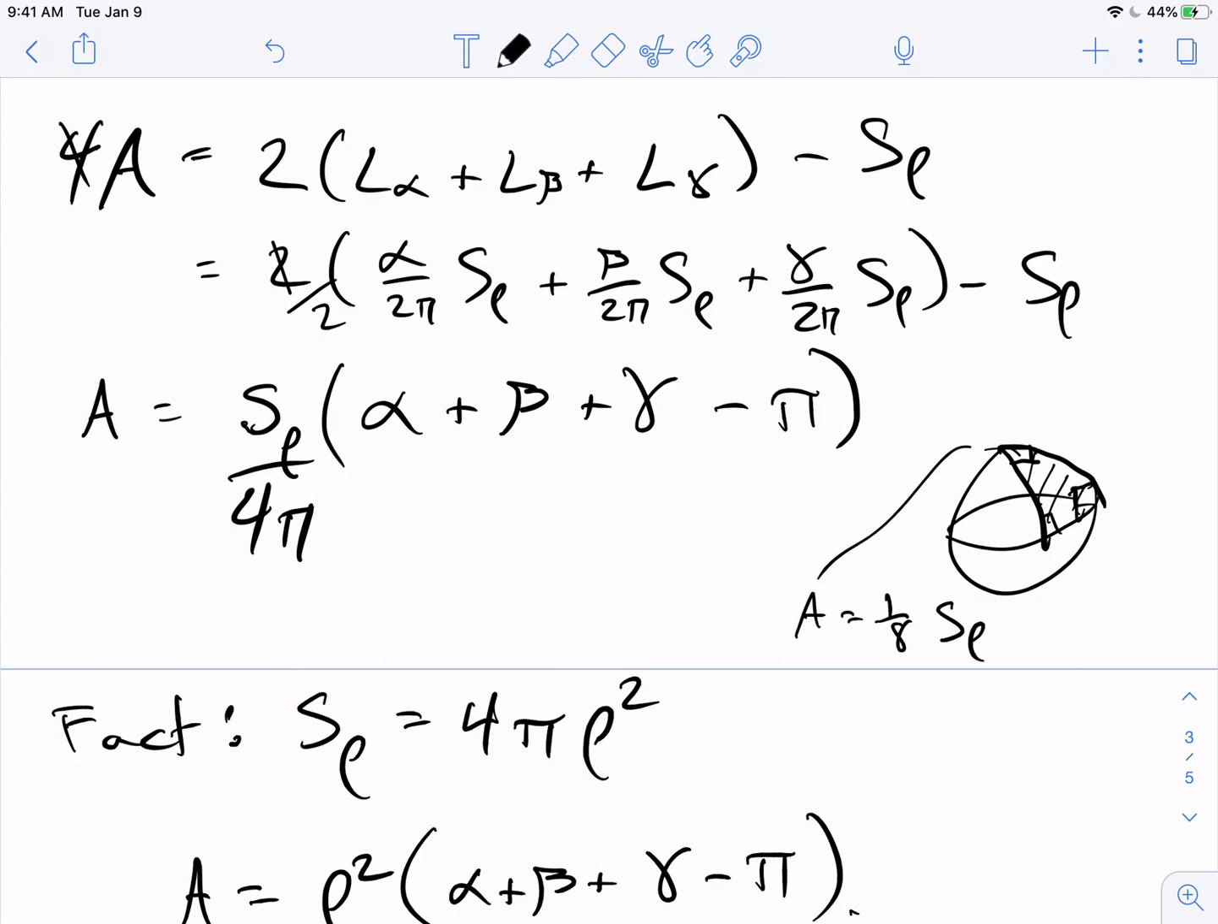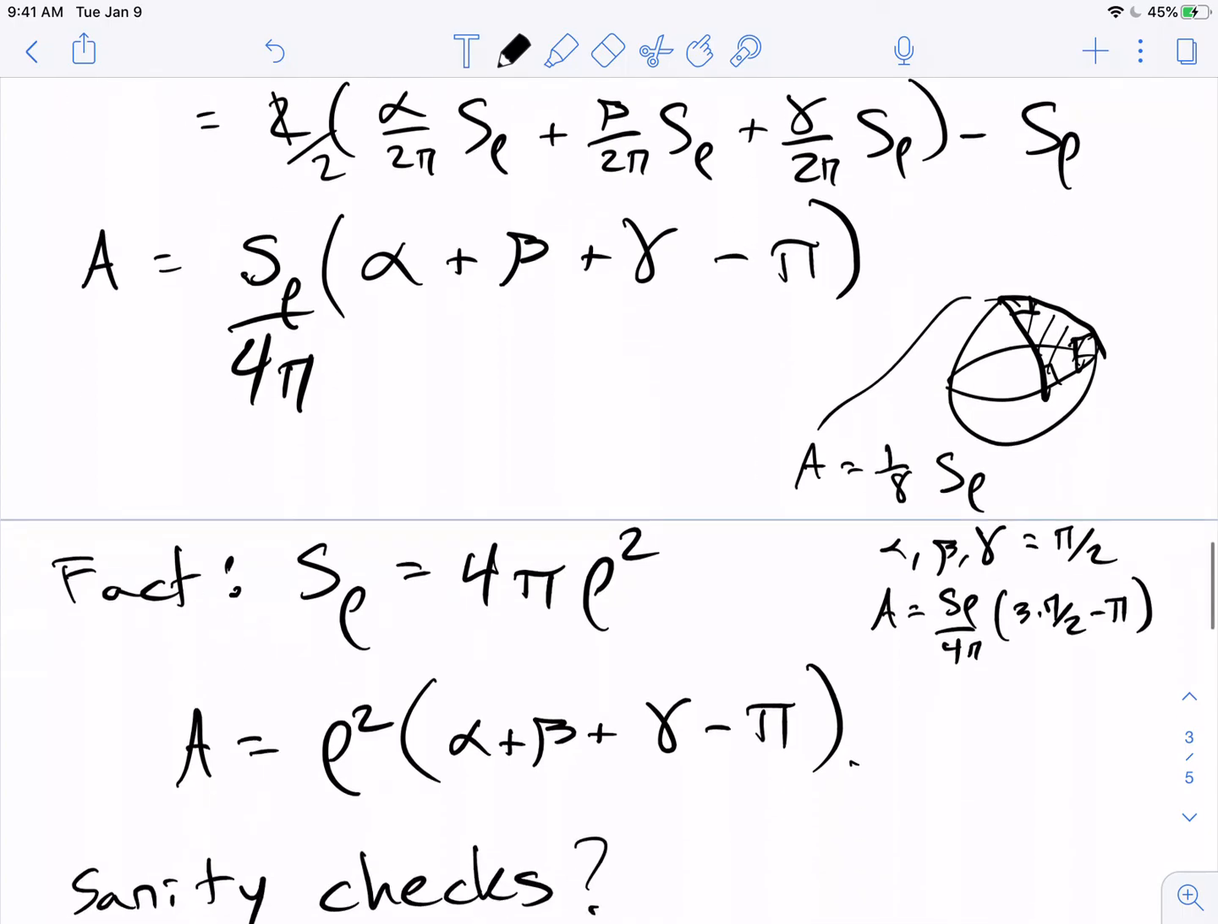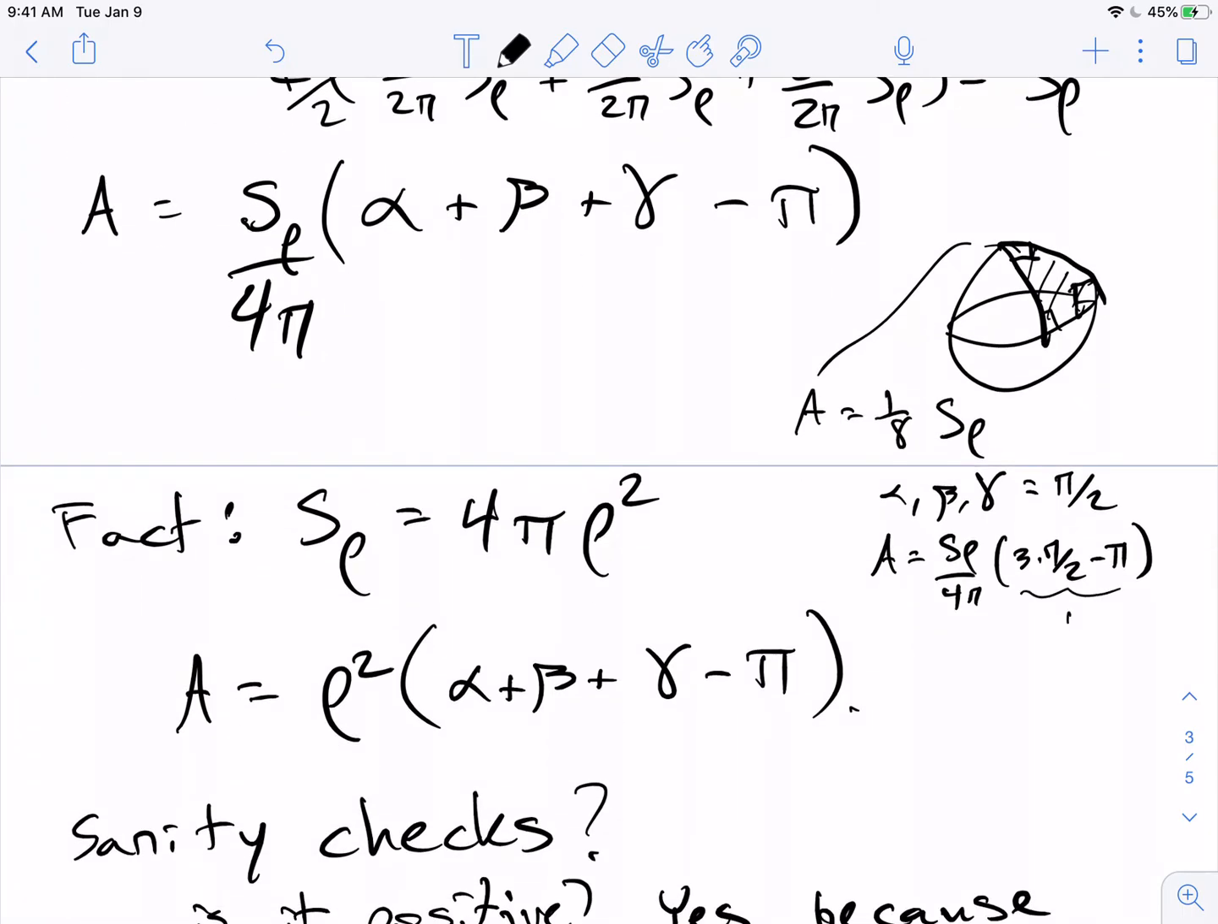So, does it work with our formula? So in this case, alpha, beta, and gamma are all equal to pi over 2. And so our formula says that we should get S rho over 4 pi times 3 times pi over 2 minus pi, which is equal to, this is pi over 2, right? And so what do I get? I get pi over 2 divided by 4 pi, which is 1/8. So I get S rho over 8, which is what I wanted.